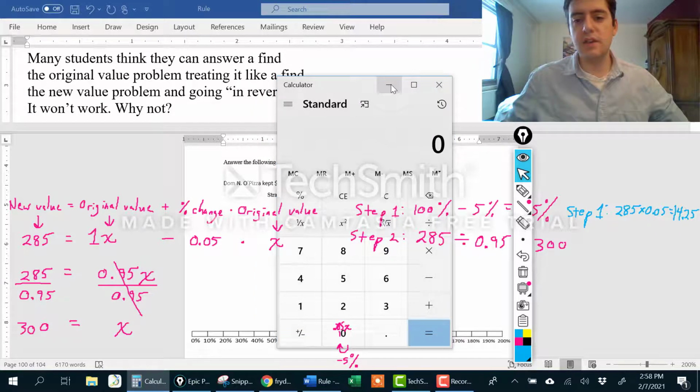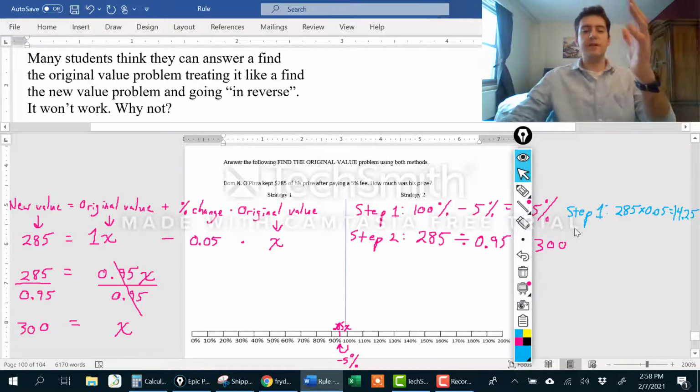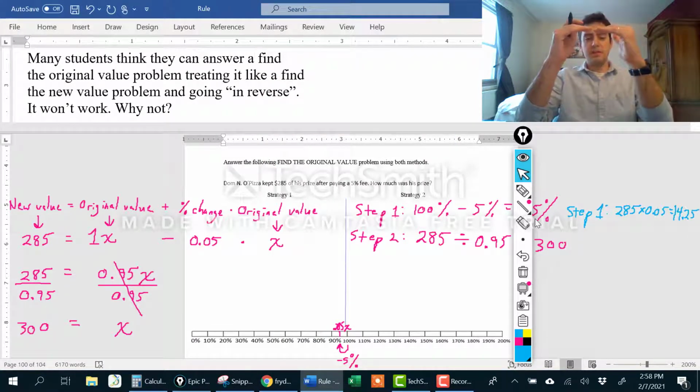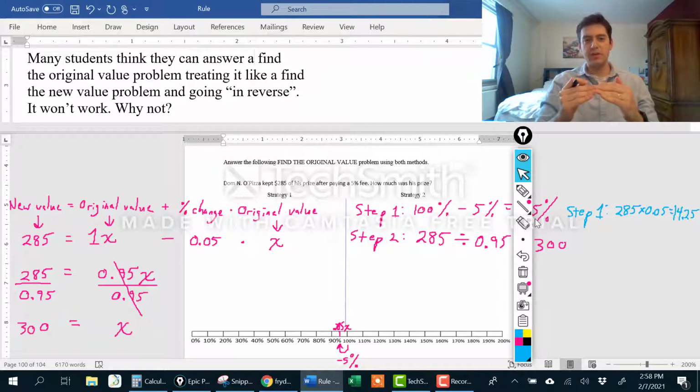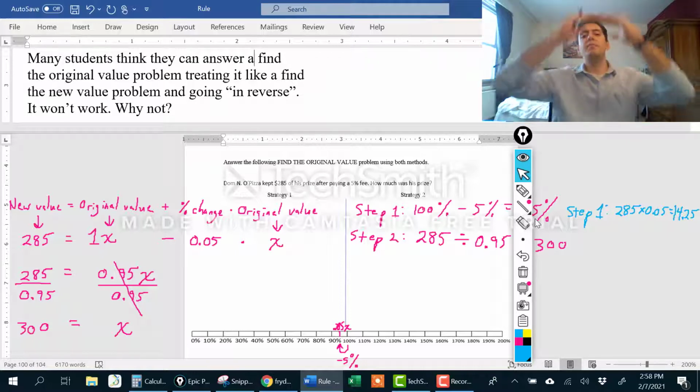Okay, so this is their reasoning. They think to themselves, well, wait a minute. If Dom's money went down by 5%, then what I'm going to do is take 5% of 285 and just make it go up by that amount.